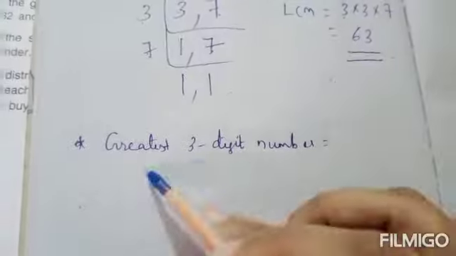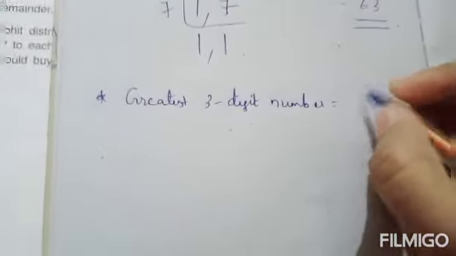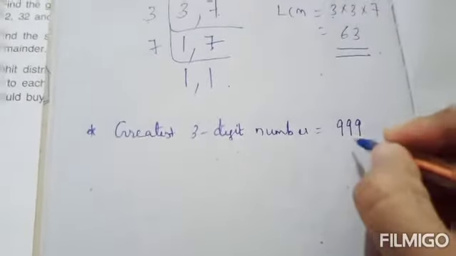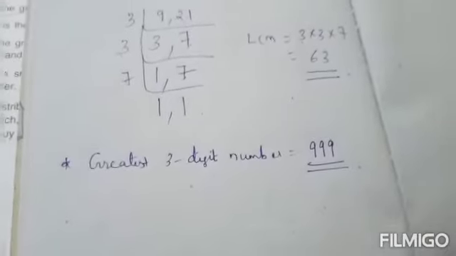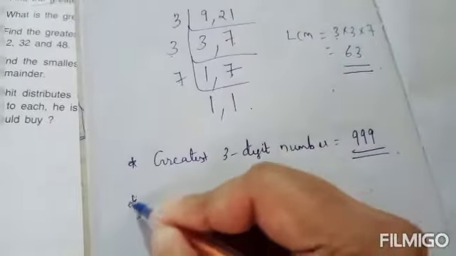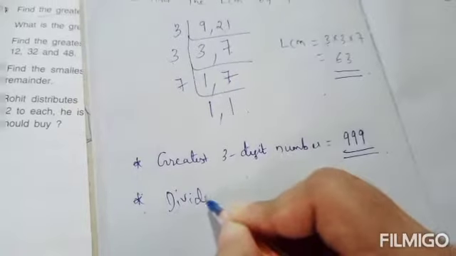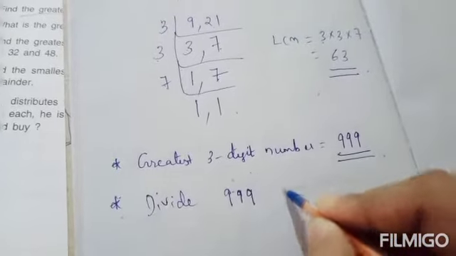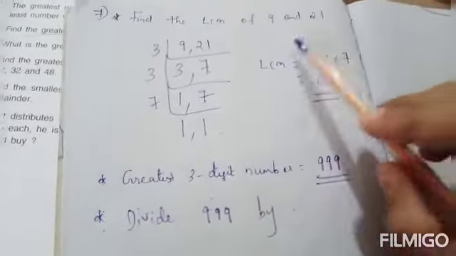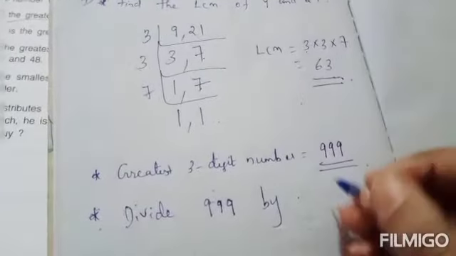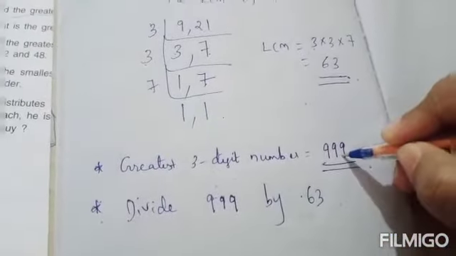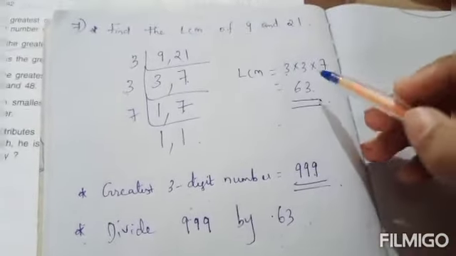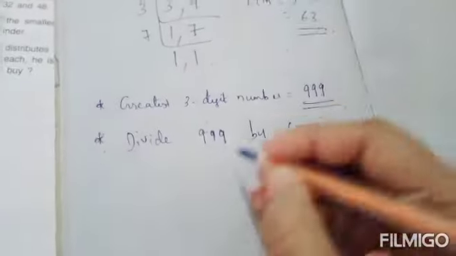Now the greatest 3-digit number, that you know, is 999. In the next step you need to divide this greatest 3-digit number, that is 999, by the LCM of 9 and 21, that is 63. Divide the greatest 3-digit number by the LCM of 9 and 21. So what will you get?